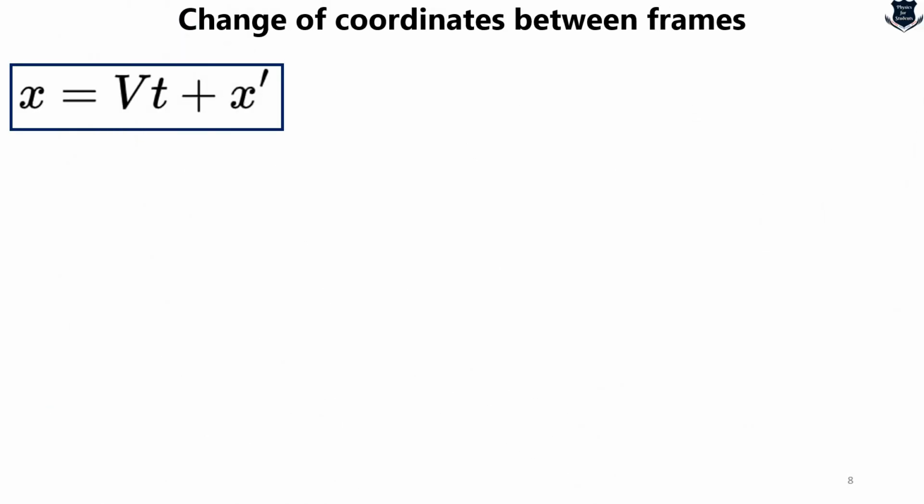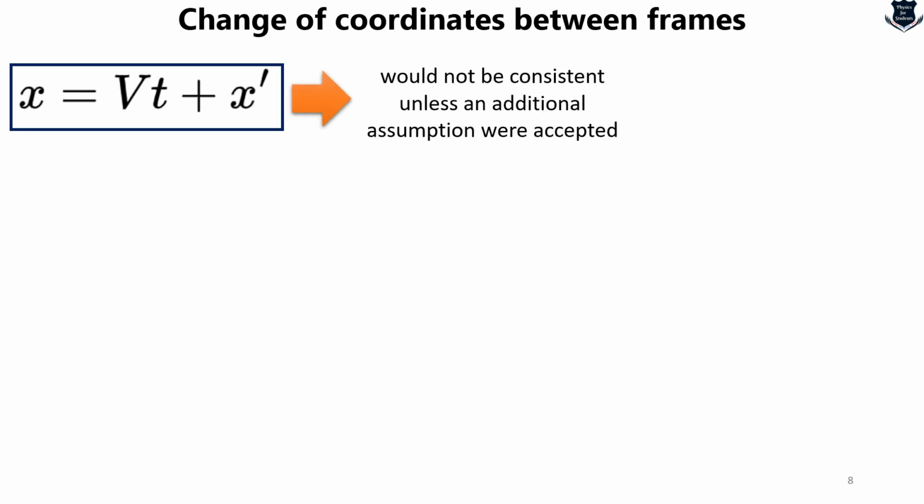So again we take the same equation. The coordinate transformation of this equation would not be consistent unless a fundamental assumption was accepted. And what is that assumption? It is called the invariant time. So time is not changing: invariant time.